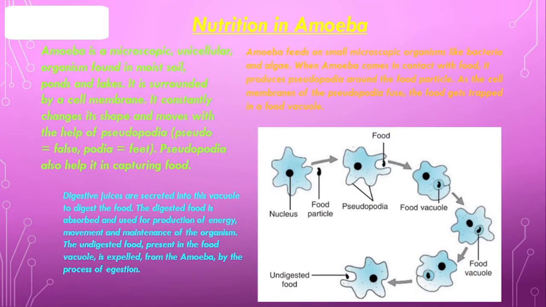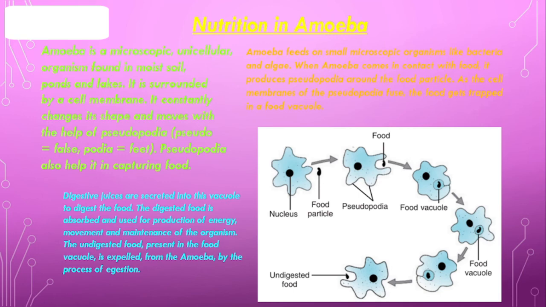Nutrition in amoeba. Amoeba is a microscopic unicellular organism found in moist soil, ponds, and lakes. It is surrounded by a cell membrane which constantly changes its shape and moves with the help of pseudopodia. Pseudo means false, podia means feet. Pseudopodia also help it in capturing food. Amoeba feeds on small microscopic organisms like bacteria and algae.